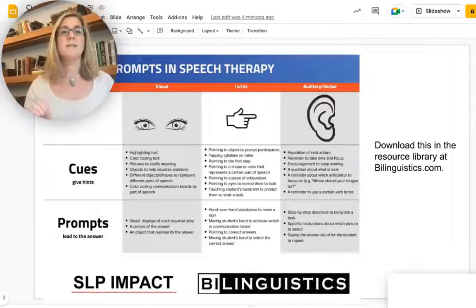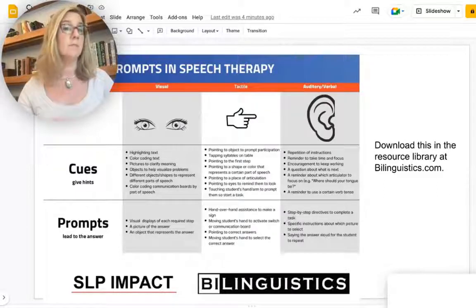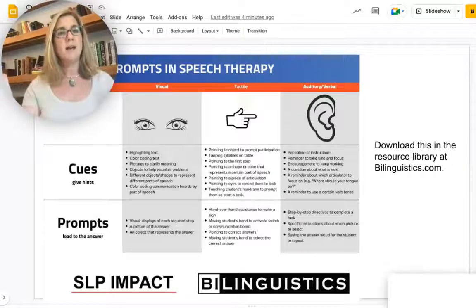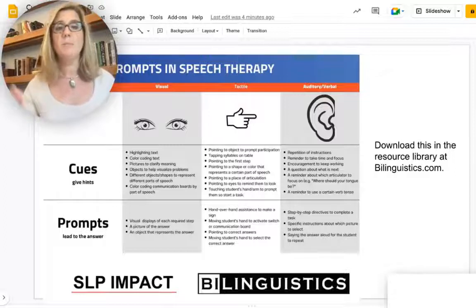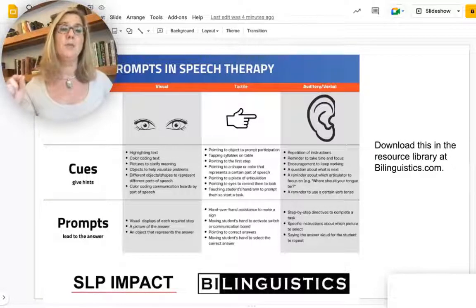We created this nice little tool for you to download. You can go to the resource library at bilinguistics.com and download this to have it there for your sessions or for your meetings, your IEP meetings. You can take this in to provide information for the advocates in the room and others who are interested in knowing what the difference is between a cue and a prompt.